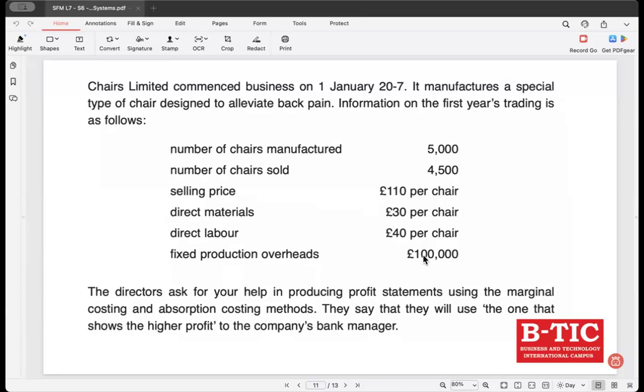Fixed production overheads, 100,000. So you can see direct materials, you know that it might increase or decrease based on the production. This means direct materials and direct labor are what? Variable costs, right? So here, direct material and direct labor are variable costs, and fixed production overheads are fixed costs. Remember that. Now, the directors ask for your help in producing profit statements using the marginal costing and absorption costing methods. They say that they'll use the one that shows the higher profit to the company's bank manager.